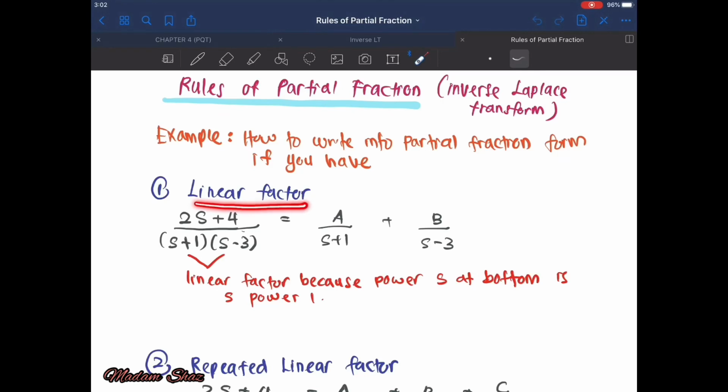For the linear factor, what is meant by the linear factor? You have to refer to the bottom side here. Linear factor means that you have s with the power of 1. Our partial fraction is now in terms of variable s, because we want to solve inverse Laplace transform. For this example, you have 2s plus 4 divided by s plus 1 multiplied by s minus 3. So s plus 1 is a linear factor, and s minus 3 is also a linear factor.